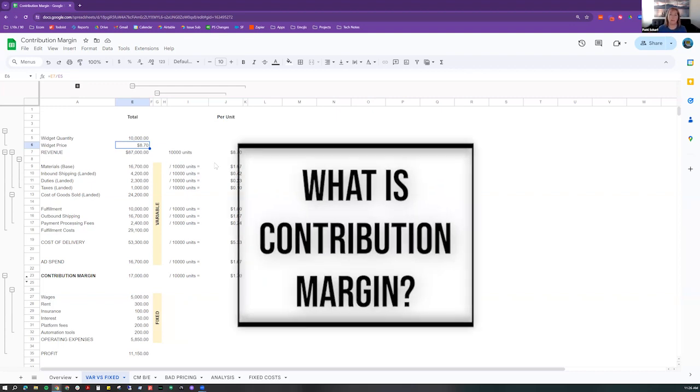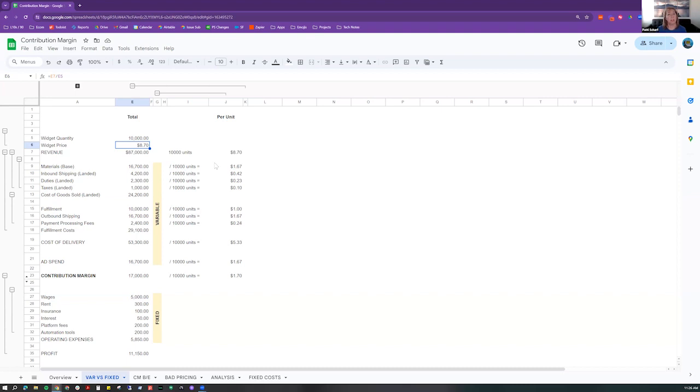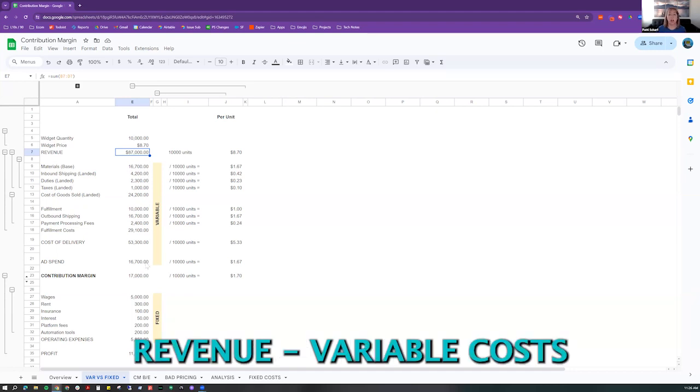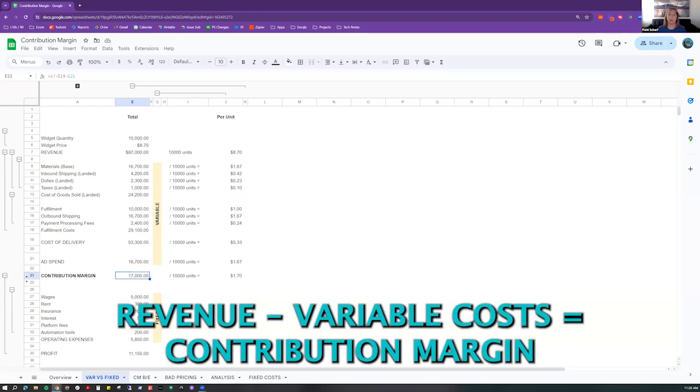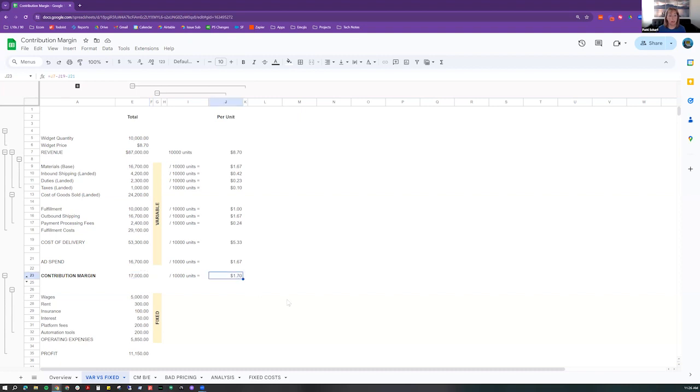What is contribution margin? Contribution margin is revenue, so this number up here, minus all of these variable costs to come up with your contribution margin. There is also something called a contribution margin per unit. So this is kind of what we were talking about before.